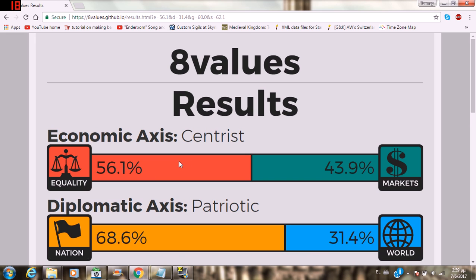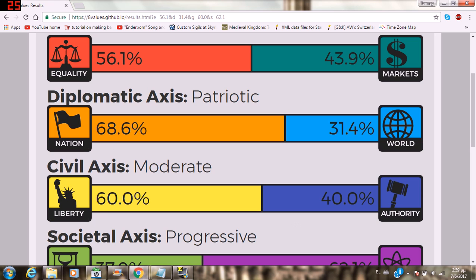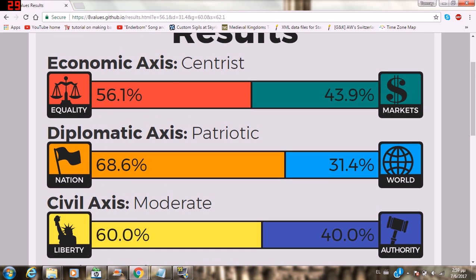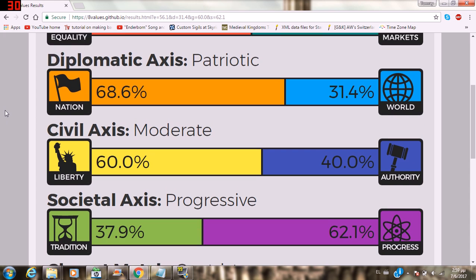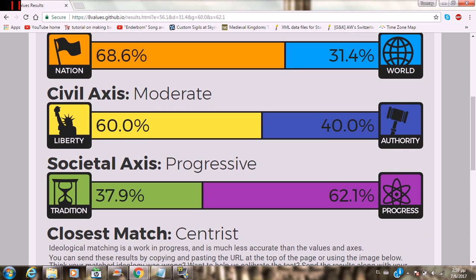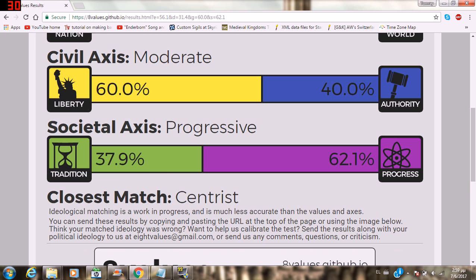So 56.1 equality leaning, 68.6 nation leaning. So in the economic axis I'm an equality leaning centrist. In diplomatic axis I'm straight up patriotic, 68.6%. Civil axis I'm moderate with 60% liberty, 40% authority. And the societal axis, I'm progressive with 62.1% progress, 37.9% tradition. Closest match, centrist.